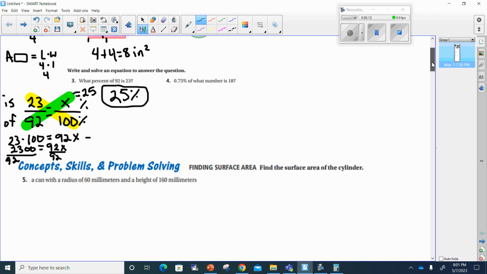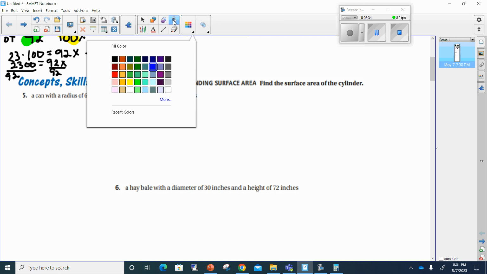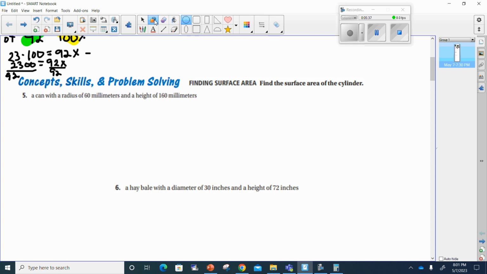I've got number 5. 5 says, find the surface area of the cylinder. So this one says a can with a radius of 60 millimeters and a height of 160 millimeters. So let's just draw this out if we could. I don't know if they have the shape available. I'm going to check really quick. I don't see these three-dimensional shapes available. Nope. All right, so I'm going to draw this out.